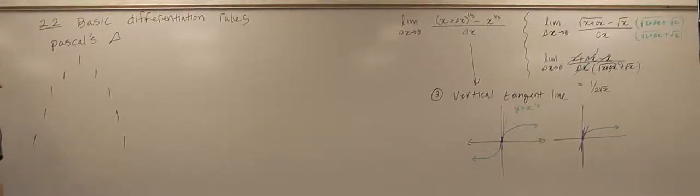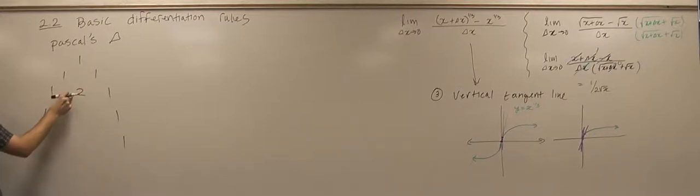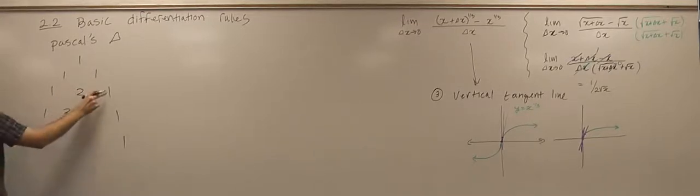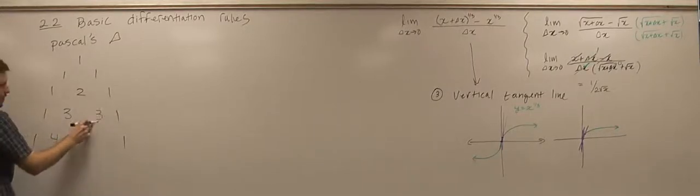3, 3, 1. So let me draw this for you. You put ones down the side, and then after the second row, you start adding up the ones. So this 1 plus this 1 is 2. Then you start adding up these entries. 1 plus 2 is 3. 2 plus 1 is 3. 1 plus 3 is 4. 3 plus 3 is 6.